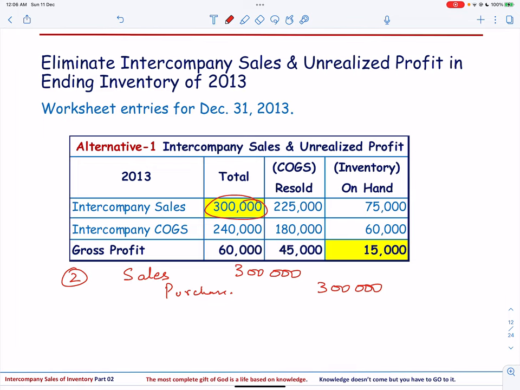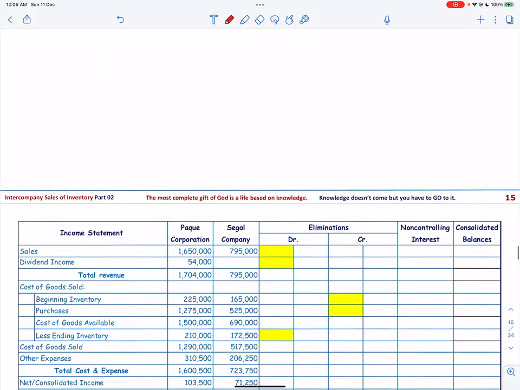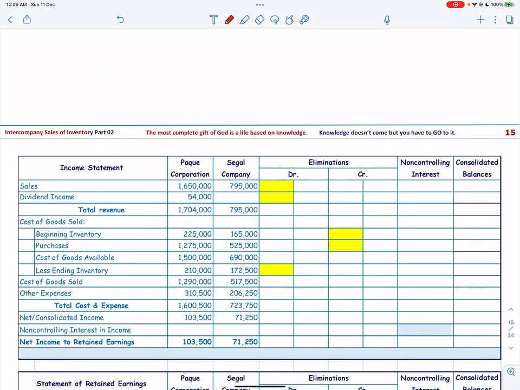First of all, we have the sales. This will be in the income statement, and this is a debit. This is transaction number 2. Sales is debited by 300,000 and purchases is credited by 300,000. Transaction number 2 by 300,000.